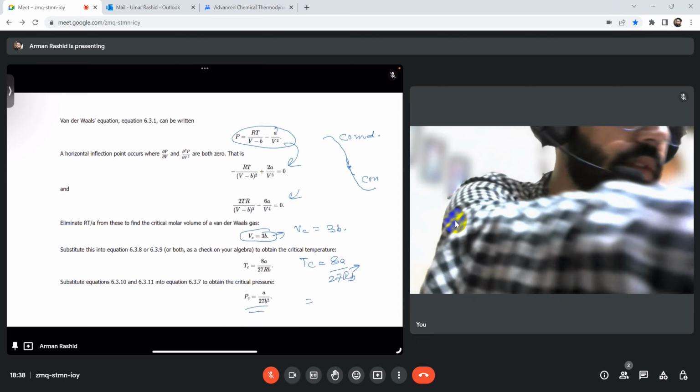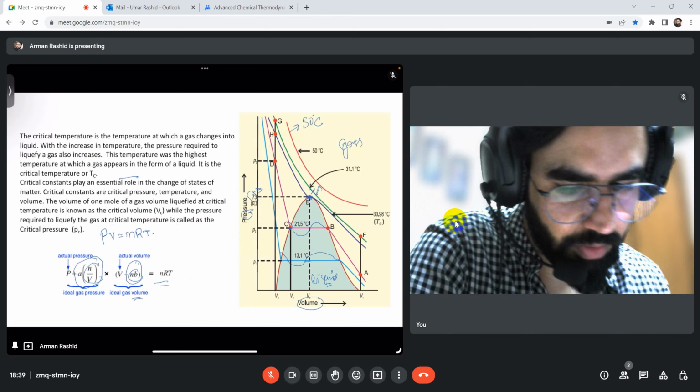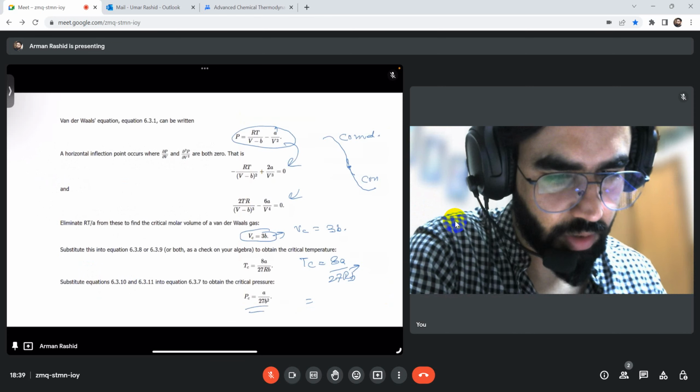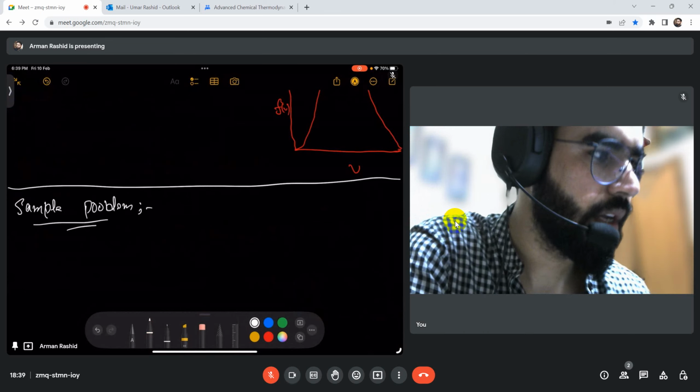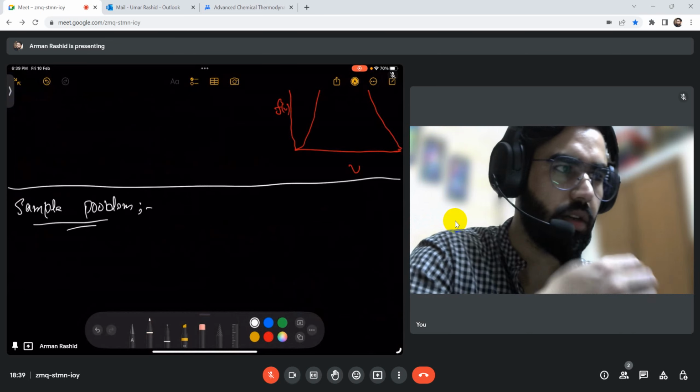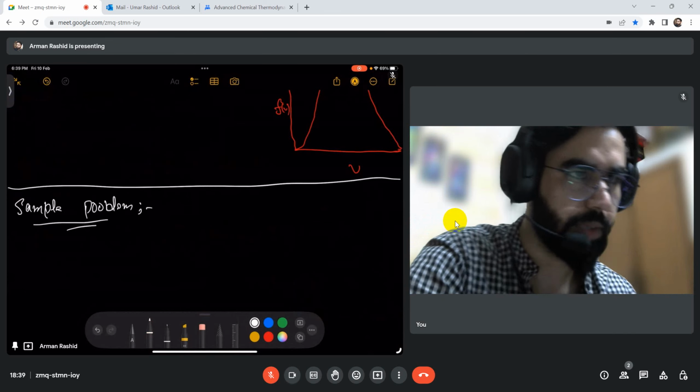The question is: the critical constants are given, and we have to determine the radius of the gas. So we have a sample problem. The critical constants are given, but we have to determine the volume of the gas. Now we know that critical volume will be equivalent to 3 times b.